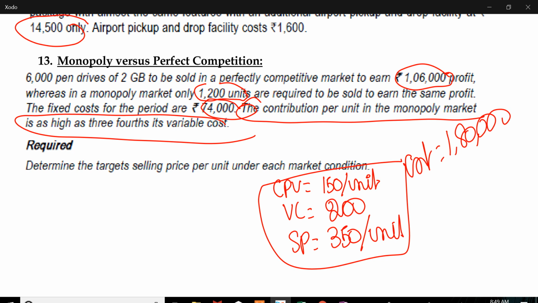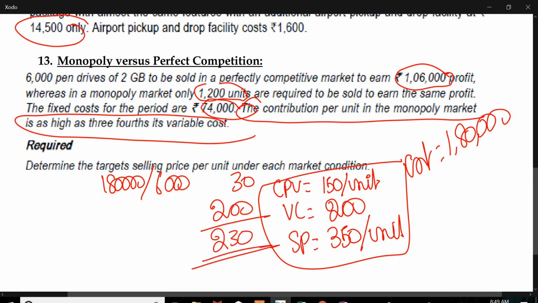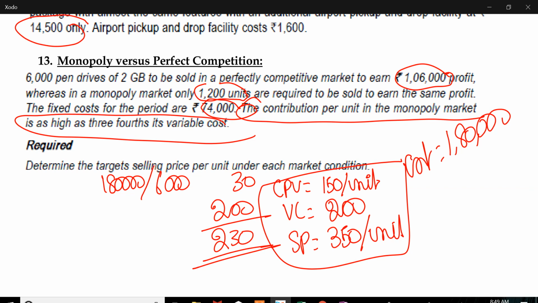Variable cost will remain the same. It's not going to be that variable cost will now become 4/3 of contribution. That is only for the monopoly market. So it is like this: 1,80,000 divided by 6,000 is 30, plus 200 is 230. My price is 230 rupees. 30 rupees is the contribution per unit.